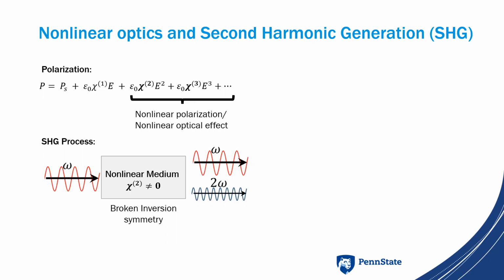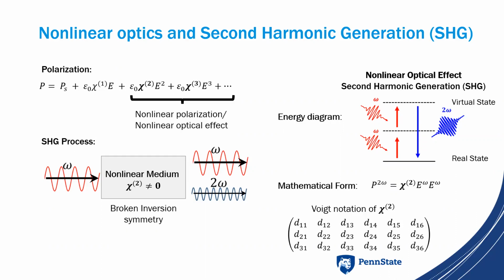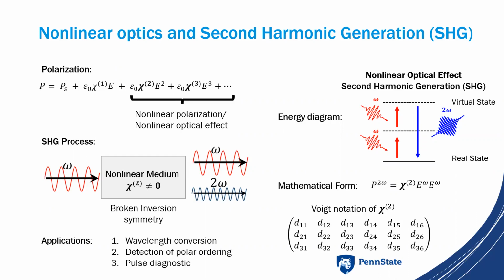There are two common ways to represent such an effect. One is the energy diagram. The material absorbs 2 photons at omega frequency and emits 1 photon at 2 omega frequency. The other way to represent the effect is the mathematical form. The polarization at 2 omega is generated by combining 2 electric fields at omega frequency. The chi2 is a nonlinear susceptibility describing the efficiency of such conversion. It's a 3x3x3 tensor that has 27 components. However, it can be simplified to 18 independent coefficients using Voigt notation. SHG has multiple applications such as wavelength conversion, polar ordering detection, and pulse diagnostic.